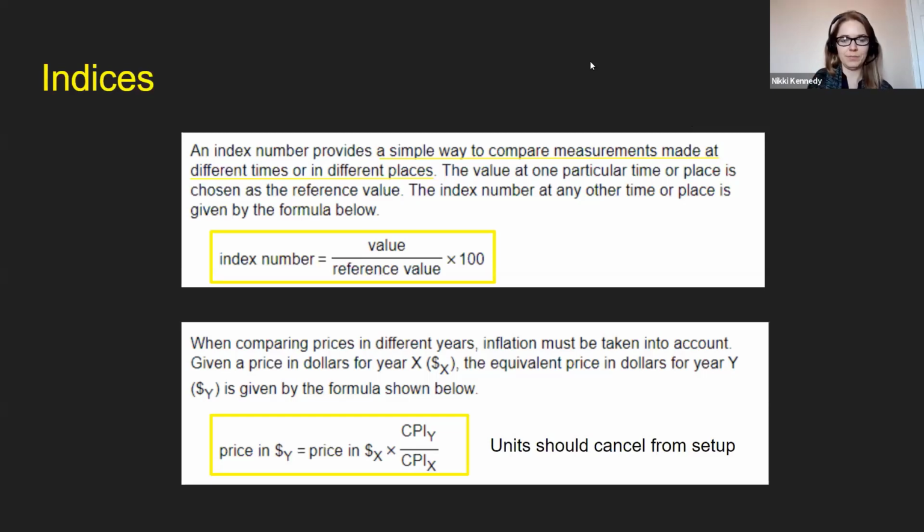This is your first main topic. So this would be something you might want to define in your notebook, but an index number provides a simple way to compare measurements. Those measurements might be at different times or locations. And those are the two main ideas. It could be for other things as well, but your book just focuses on time periods and locations.